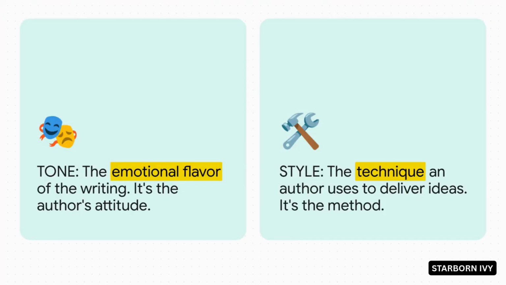So here it is, the main difference you've got to get. Tone is the emotional flavor of the writing. It's the author's attitude, the vibe. Style, on the other hand, is the technique. It's how they're actually building their argument. Let's look a little closer at each one.